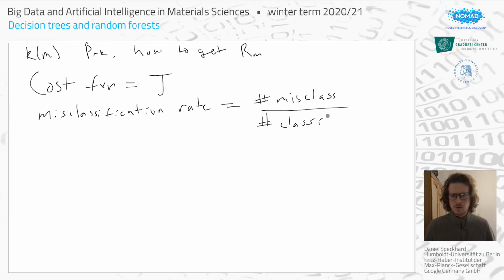So maybe you fed your tree a bunch of training data. Maybe you fed it 100 data points, and there were 3 misclassifications. Then you would say my misclassification rate is 0.03. Or maybe it was some test data, it wasn't training data, but that's how you calculate it.